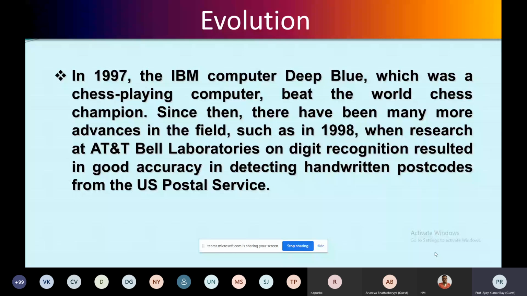And as you know, the contemporary world chess champion, nowadays I forget the names, and in that chess playing game, Deep Blue had really defeated the world chess champion. You all know his name. I'm just forgetting at this point of time. So that was a great achievement.